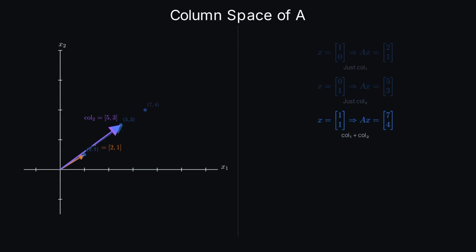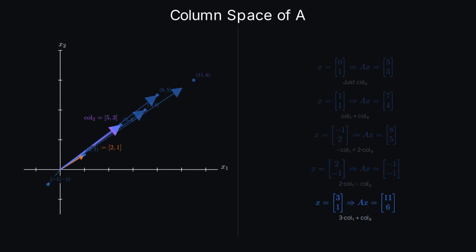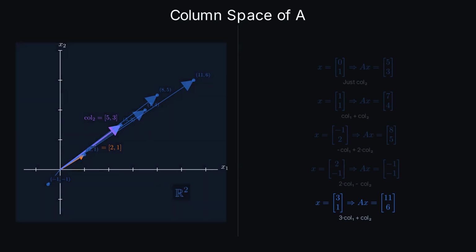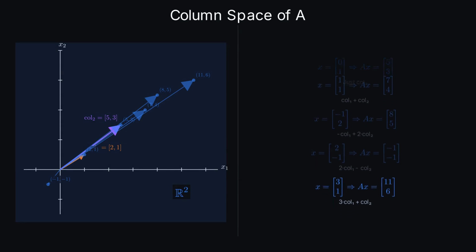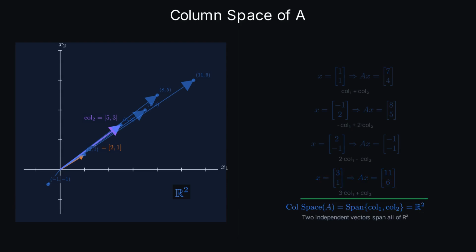If X equals 1, 1, we get 2 plus 5, 1 plus 3, which is 7, 4. If X equals negative 1, 2, we get negative 2 plus 10, negative 1 plus 6, which is 8, 5. If X equals 2, negative 1, we get 4 minus 5, 2 minus 3, which is negative 1, negative 1. And if X equals 3, 1, we get 6 plus 5, 3 plus 3, which is 11, 6. Notice how these result vectors spread out across the plane. The set of all such linear combinations is called the column space of A.